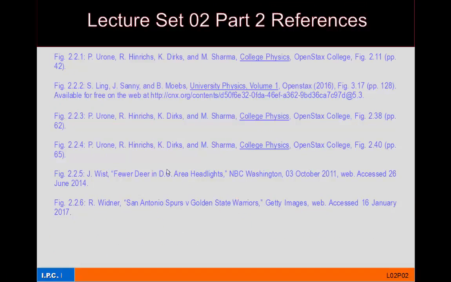So that is it for today's lecture. The sources that I have used, mostly for images, but also for a little bit of inspiration, problems, and double checking, are listed here. The main ones, of course, are the OpenStax College Physics text and the OpenStax University Physics text, but I also resort to the web to find some of these images.